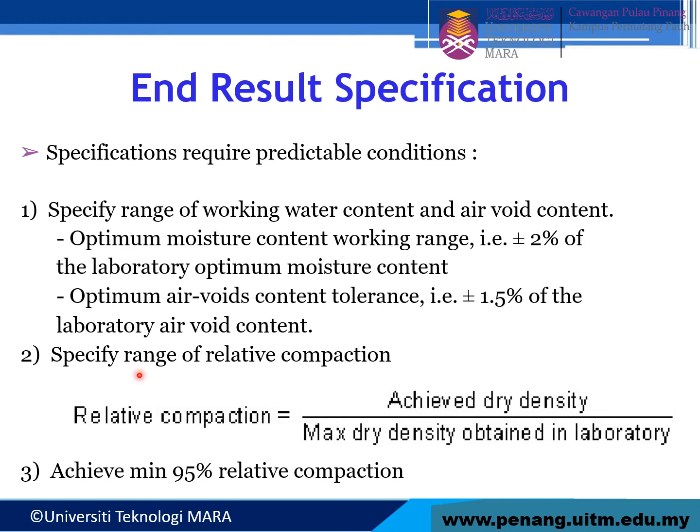Number 2 is the specified range of relative compaction. So we have to determine the relative compaction by using this equation. Relative compaction is equal to the achieved dry density over the maximum dry density obtained in the laboratory. Achieved dry density means the dry density that we obtain in the field, right? And then number 3, the achieved minimum is 95% relative compaction. So that means relative compaction should be greater than 95%, right?